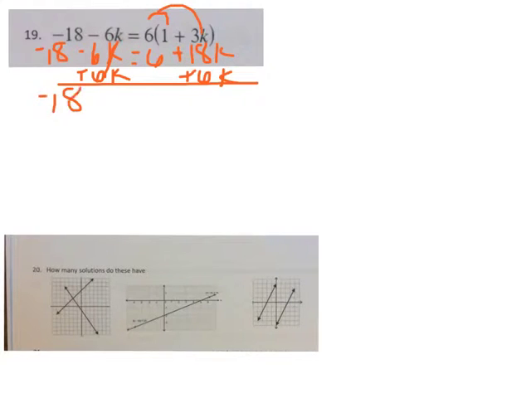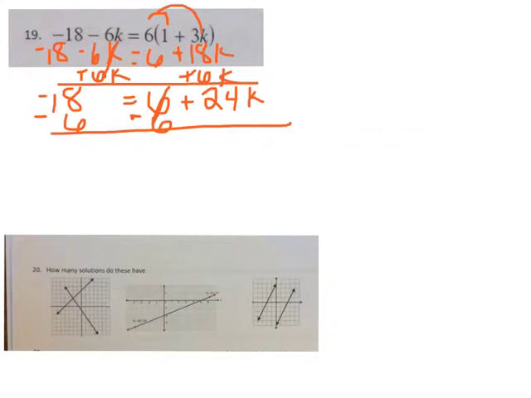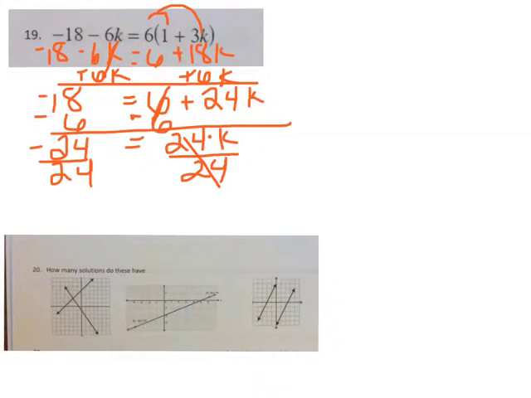Negative 18 on the left equals 6 plus 24k. And then I'm going to bring minus 6 to the left. So I have all my numbers on the left-hand side and all my letters on the right-hand side. So this will cancel out. I'll have negative 24 equals 24k. And the last step, because it says 24 times k, is to divide by 24. This will cancel out, and you're going to get an answer of k equals negative 1.